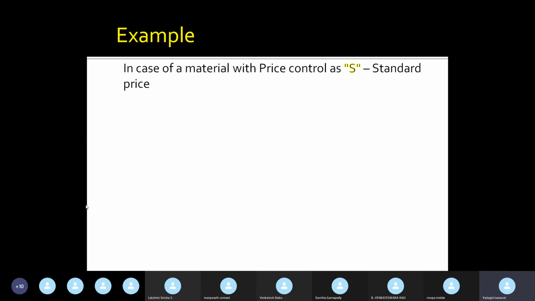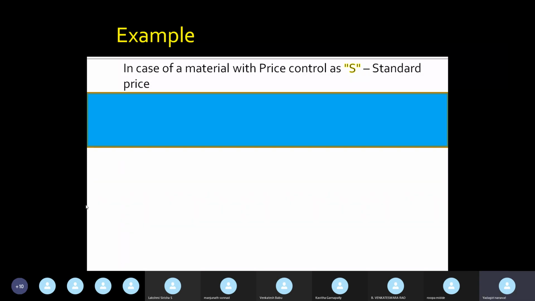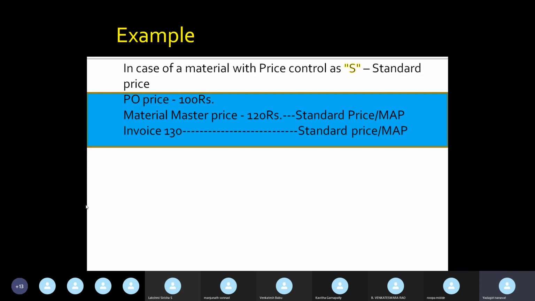in case of material with price control as S, standard price, when we create the material, in the accounting tab we have to select the standard price or moving average price. So in this case the PO price is 100 rupees, the material master price is 120 rupees, and the invoice price is 130. We have received the invoice for 130 rupees.